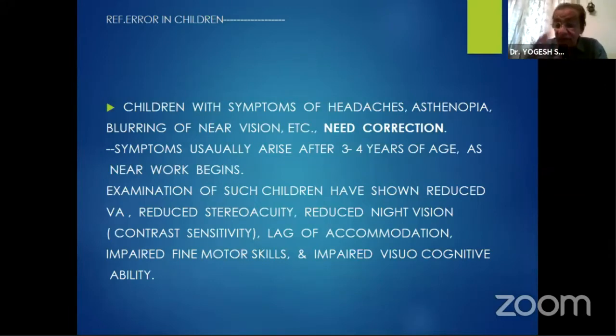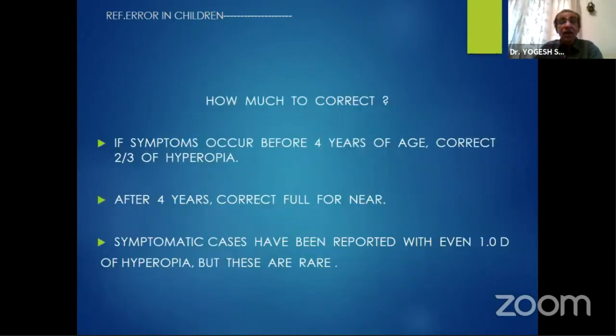Now, how you correct is a matter of art. How much to correct, that is what is an art. If symptoms occur before 4 years of age, because the parents bring the child because of the symptoms which I had already narrated before, correct 2/3 of the hyperopia. If it is 4, correct 3. After 4 years, correct the full correction of hypermetropia. Symptomatic cases have been reported even with 1 diopter of hyperopia, but these are rare, and mostly in these cases there is an esotropia because of the abnormal AC/A ratio.